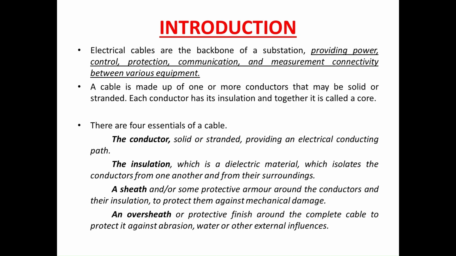And a cable is made up of one or more conductors that may be solid or stranded and has its insulation, and together it is called a core. So basically, there are four essential parts of a cable, that is the conductor, the insulation, a sheath, that is the protective armor around the conductor to protect them against mechanical damage, and an oversheath or protective harness around the complete cable to protect it against external influences.